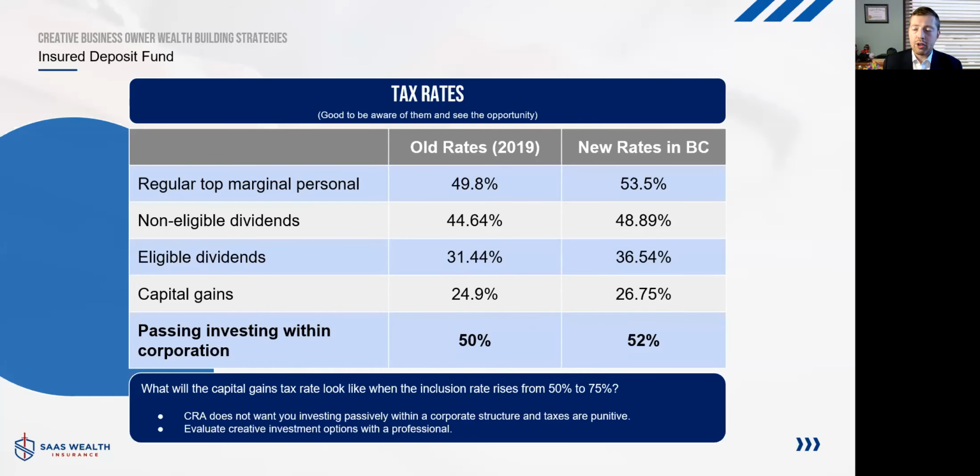Now, looking at the insured deposit funds, I'll bring it first off to taxes again. From 2019 to today, we're seeing tax rates increase across all lines, whether that's your regular income, your passive investments within your corporation, or capital gains. Now, what happens if Justin Trudeau decides to increase the capital gains tax to 75%? That's just going to further impact your ability to build and retain more of the wealth that you're building.